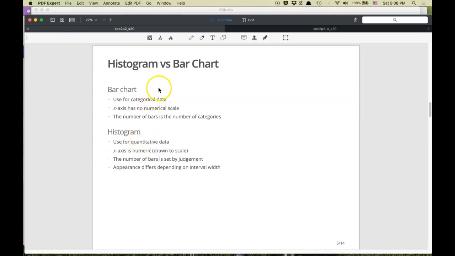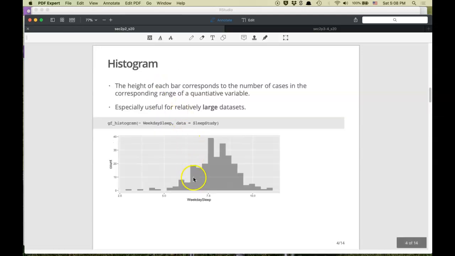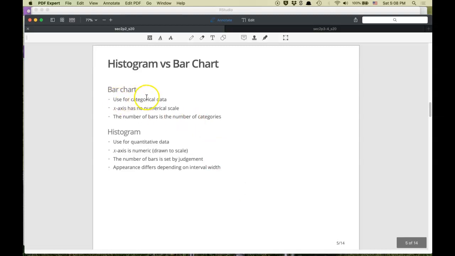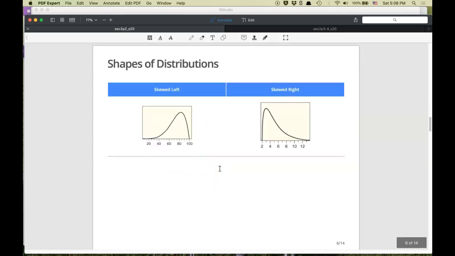At this point, it's useful to pause and think about what we mean by a histogram as opposed to a bar chart. Notice that in our histogram, there are no spaces between the bars. This has a quantitative scale to it. For a bar chart, we're summarizing categorical data, as we saw in the previous section. The x-axis has no numerical scale, and the number of bars is just the number of categories. Here, the number of bars is set by judgment, usually. And we might try a couple of different interval settings, because the choice of intervals is going to give us a different picture of the distribution.